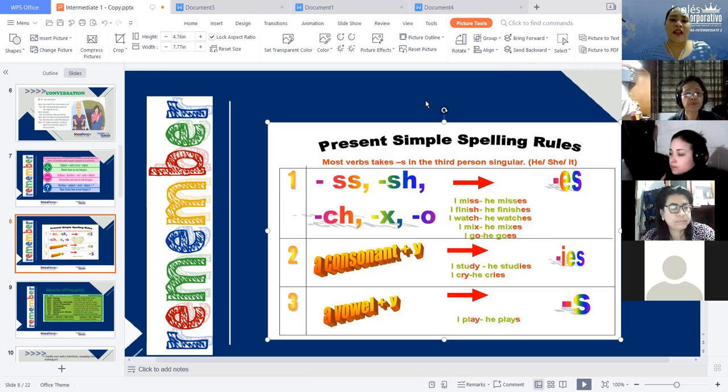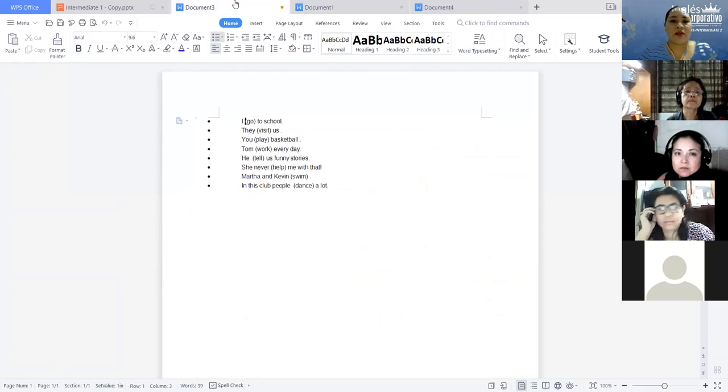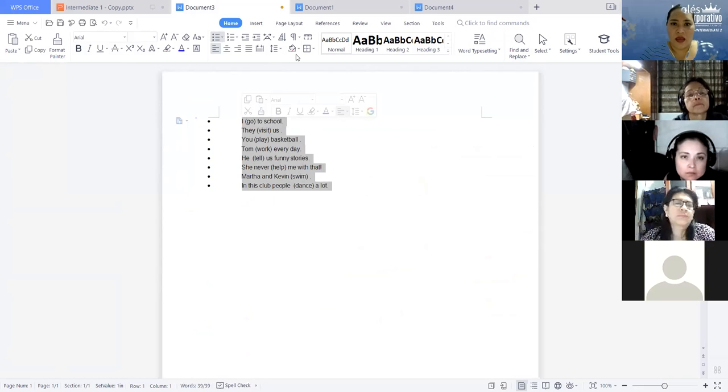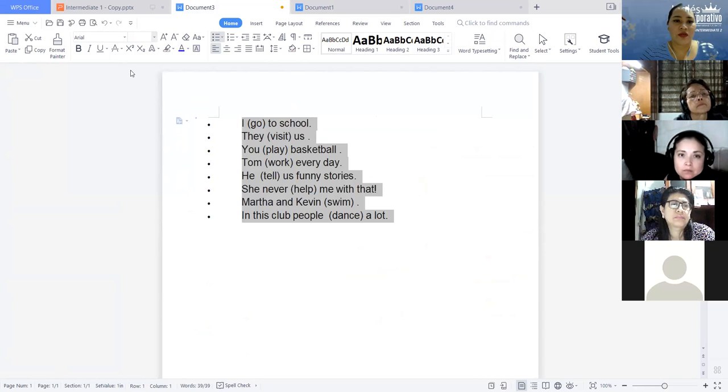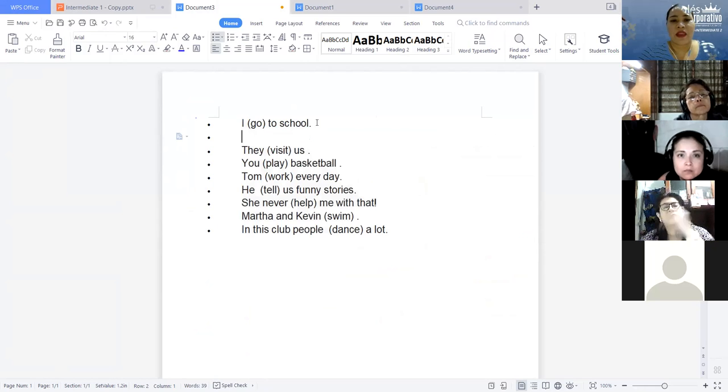So if that is good, let's practice together something here. I have these sentences with me and we are going to do them together, in the way that they should be. Let's see. In this one that says, I go to a school. How it should be? ¿Cómo debería de ser?